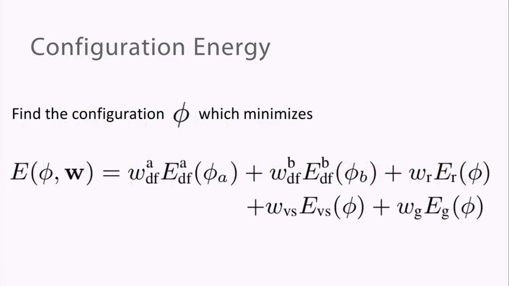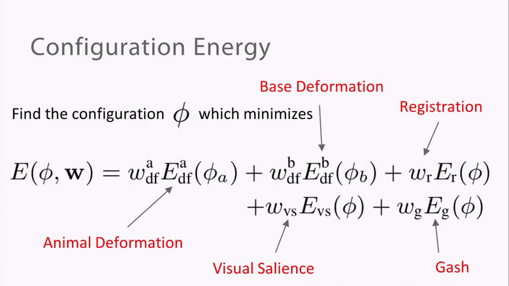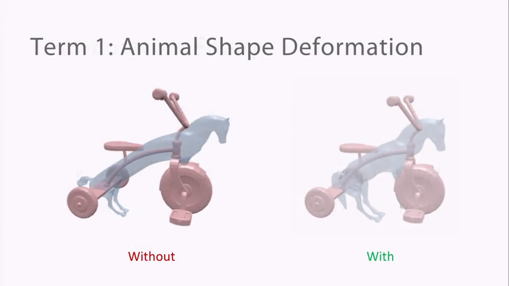So the configuration energy is a sum of 5 terms. I'll talk about those in a bit. By adjusting the weighting between these terms, we can express a preference for different factors in the final design we produce. So the first term is the animal shape deformation. It just penalizes distortion of the animal. Without this term, we're going to get something really stretched out. With this term, we get something more reasonable.